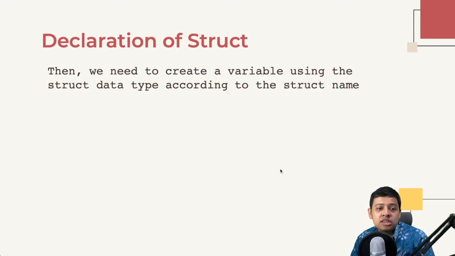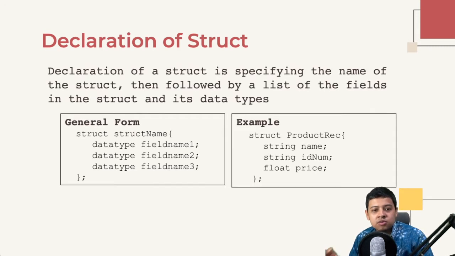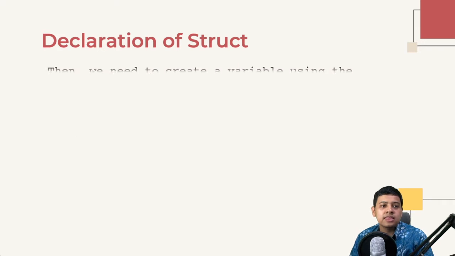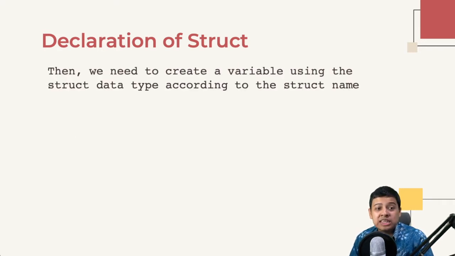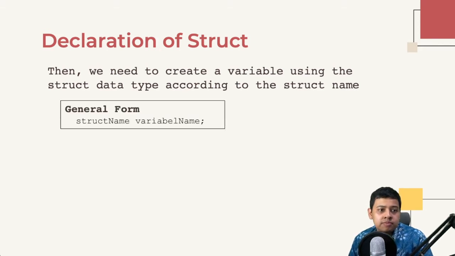After that, we need to create a variable using the struct data type according to the struct name. So I'm going to correct myself. The struct name over here is not the variable name. So we are building a data type itself. So we are creating a new data type or a new class, you can say. And then to use that, we need to create a variable using the struct data type according to the struct name.